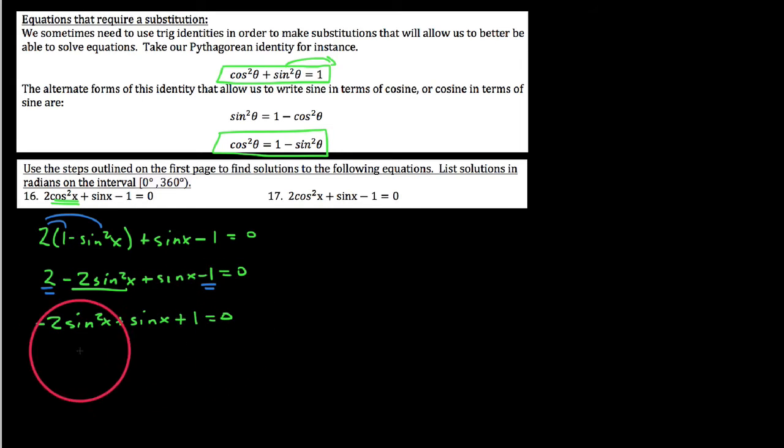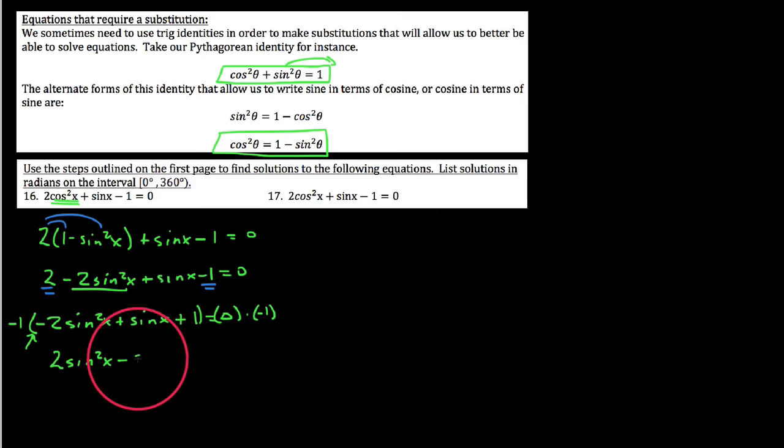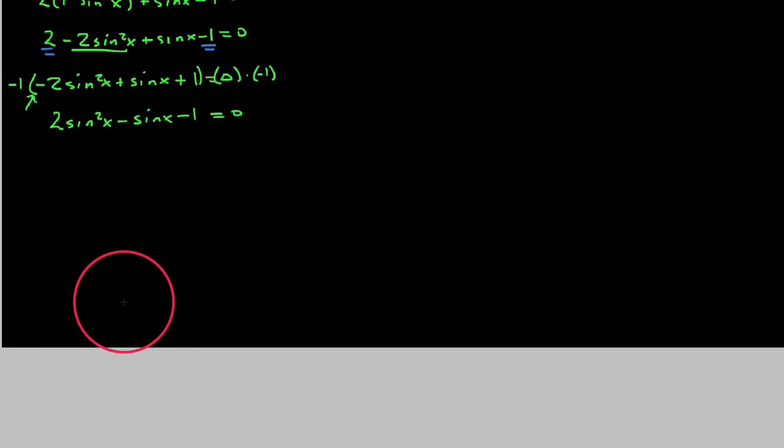And then last but not least, I could factor this, but I tend to like to factor things that have positive leading coefficients. And also because this equals 0, it's not really going to affect much. Even if it didn't equal 0, it wouldn't affect much. But we could just go ahead and multiply everything by negative 1, and this would give us a positive leading coefficient. So if I were to multiply both sides times negative 1, then I would have positive 2 sine squared x minus sine x minus 1 equals 0. And from here we could just go ahead and proceed with our factoring method. So let's go ahead and finish this out.